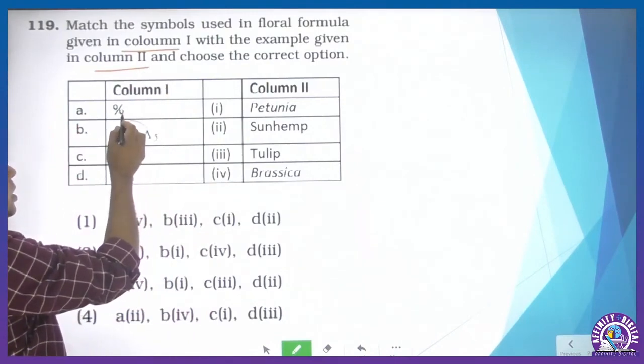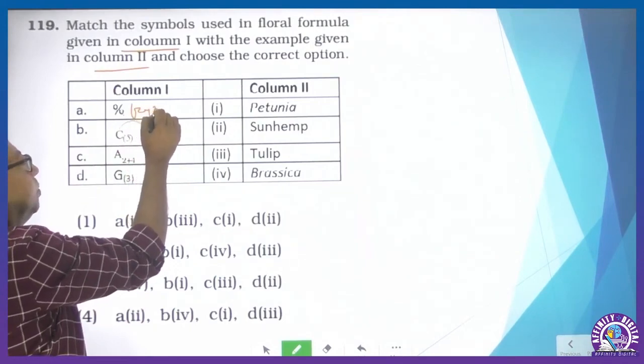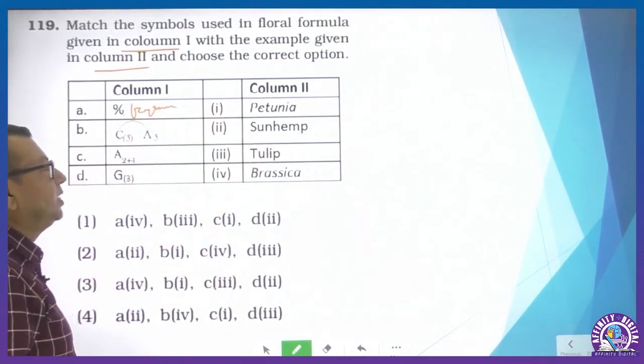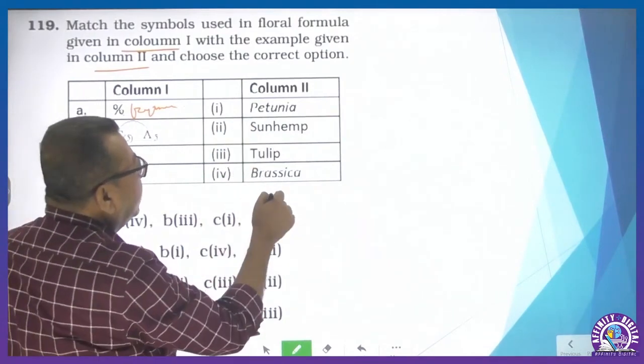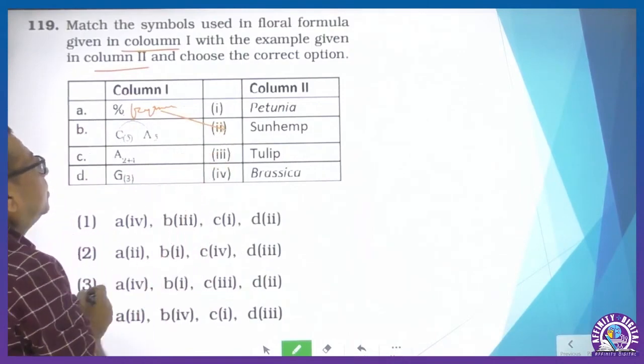This is a symbol used in floral formula that represents zygomorphic flower. और इसमें से zygomorphic flower कहाँ होता है? Fabaceous plants में. Fabaceous plants यहाँ पे कहाँ है? Sunhemp. So zygomorphic flower found in Sunhemp. Okay.